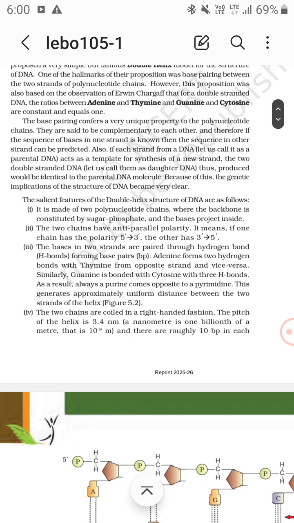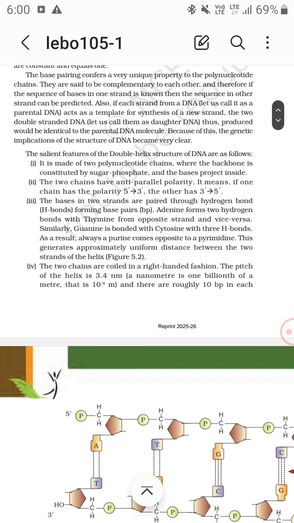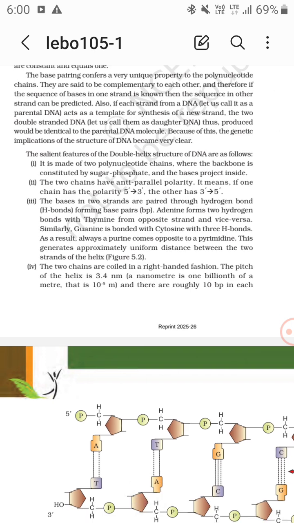Now the salient features of the double helix structure of DNA are as follows. It is made up of two polynucleotide chains, where the backbone is constituted by sugar and phosphate, and the bases project inside. The two chains have anti-parallel polarity: if one chain has polarity 5' to 3', the other has 3' to 5'. Adenine and thymine form two hydrogen bonds, and cytosine and guanine form three hydrogen bonds.